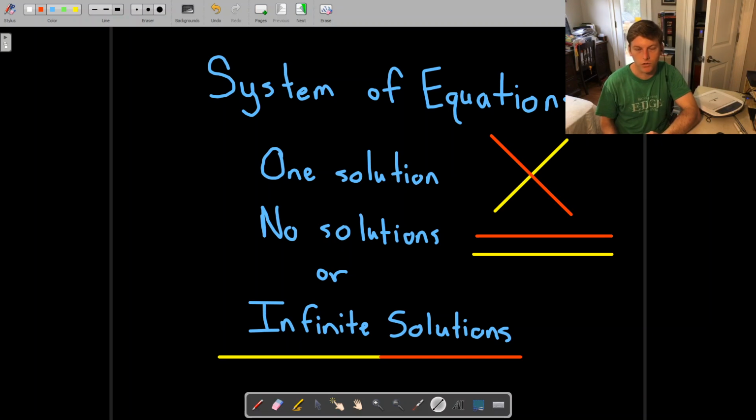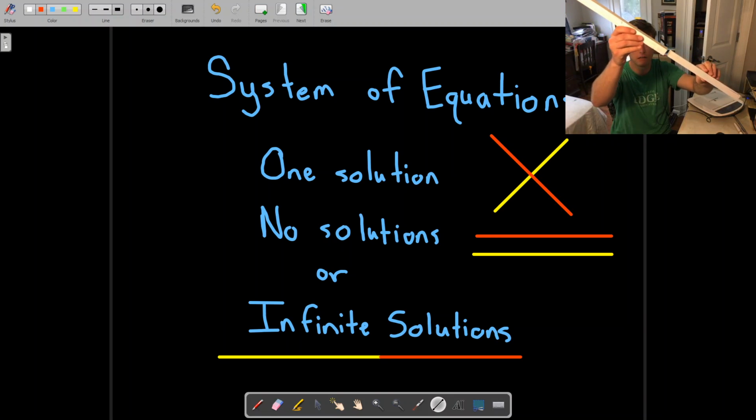And finally, the third one is the infinite amount of solutions, which is kind of hard to think about at first, but once you do a few of these problems, you're going to realize what's going on. So what if I have a line that has a slope? It has an equation, and it looks exactly like the other line, right? So they're going to overlap each other.